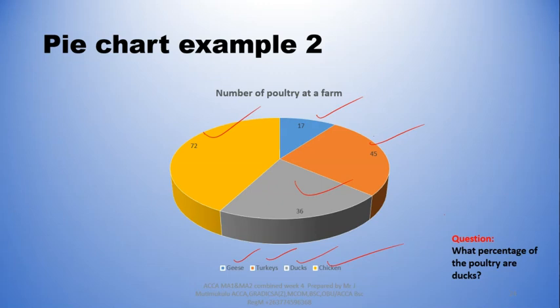Then the question is saying, what percentage of the poultry are ducks? What percentage of the poultry are ducks? So what it means is you need to determine the total number of poultry. The total number is given by 72 plus 17 plus 45 plus 36, and you must arrive at 180.